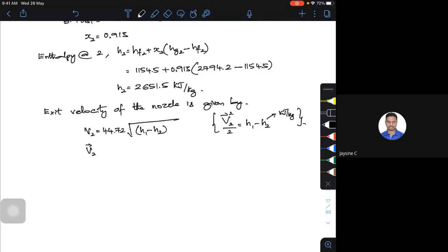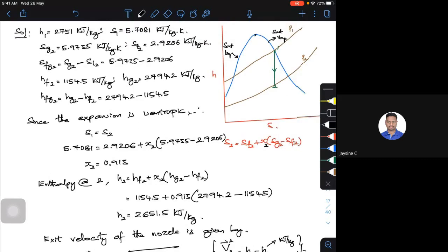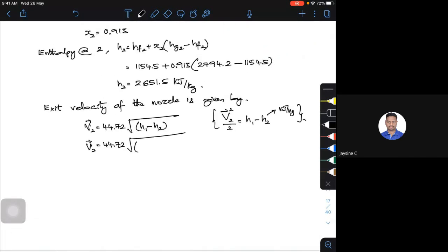V2 is equal to 44.72 into square root of H1, which is 2751, minus H2, which is 2651.5. So we will be getting V2 as 446, sir. That's fine. So 446 meters per second. This is your exit velocity.